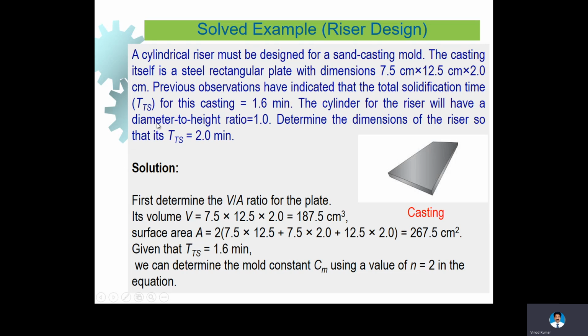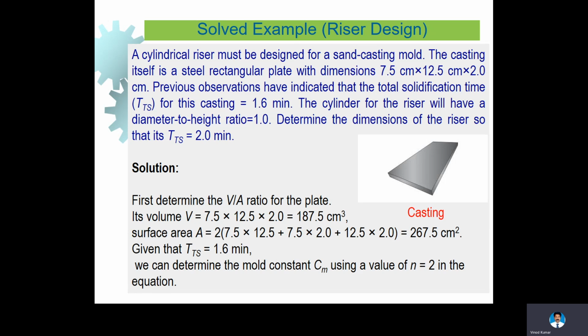The diameter d divided by height h, the diameter to height ratio, is 1. We have to find what is the diameter and height. That is the design. And the condition is that the time required for the riser to solidify is 2 minutes, which is more than the casting, which has only 1.6 minutes. And the product to be produced is a rectangular plate.